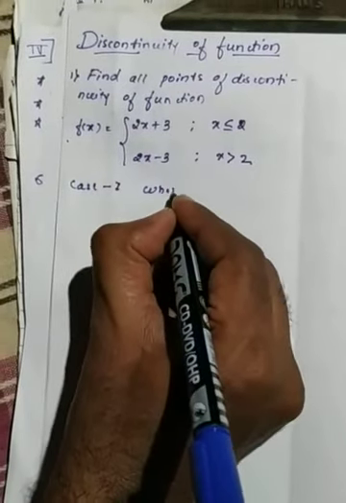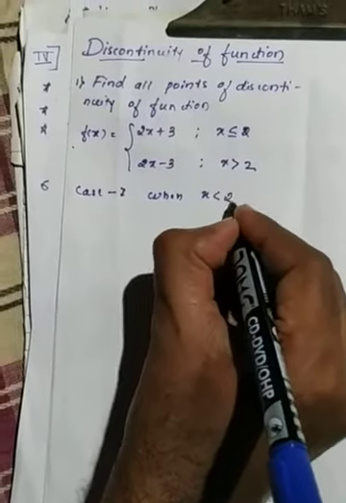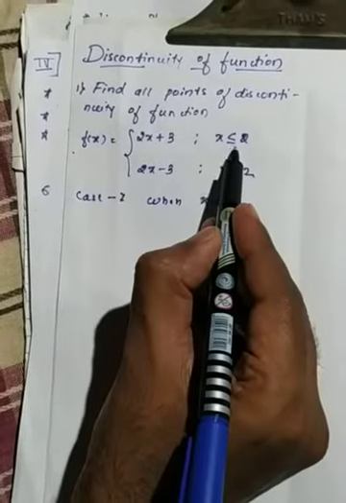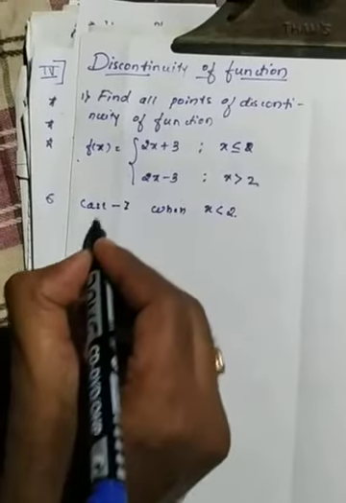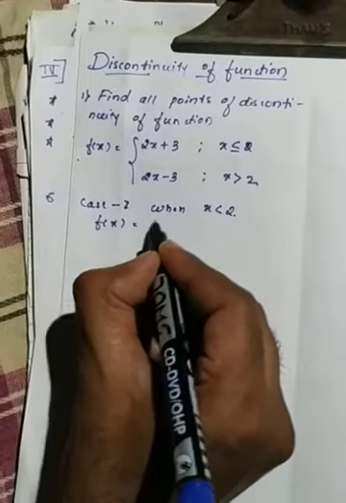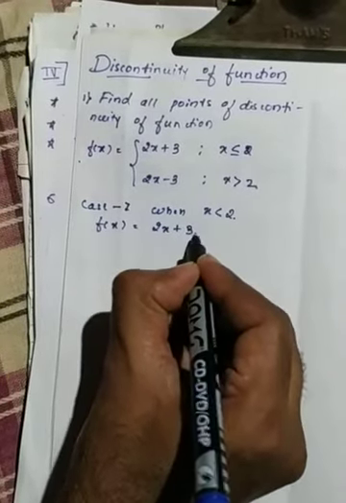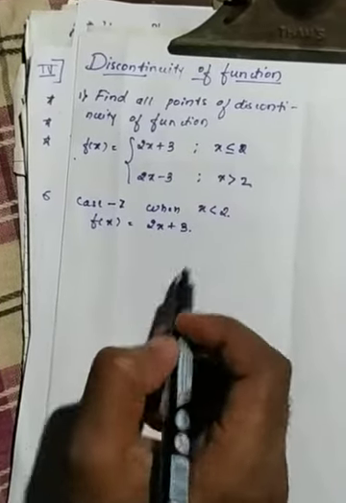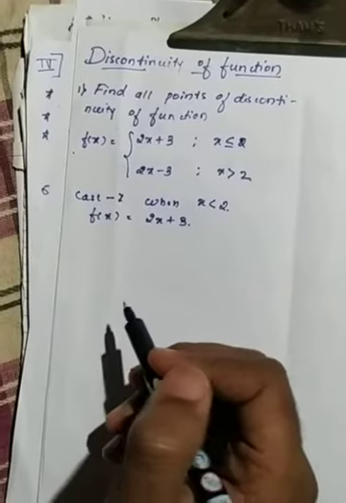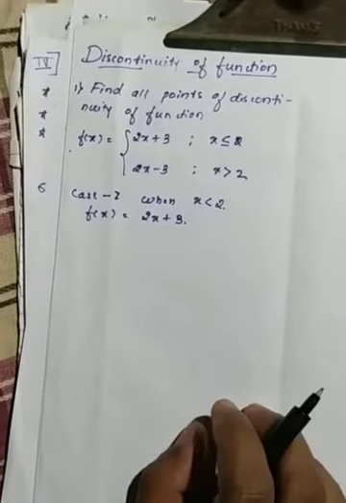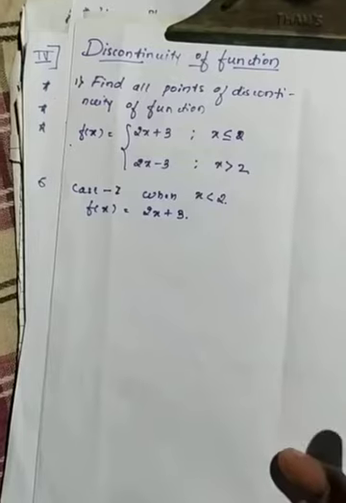when x is less than 2, at that time the function is f of x equal to 2x plus 3. Now this 2x plus 3 is in the form of what? It is of the form of a polynomial function. So already we know that every polynomial function is continuous.